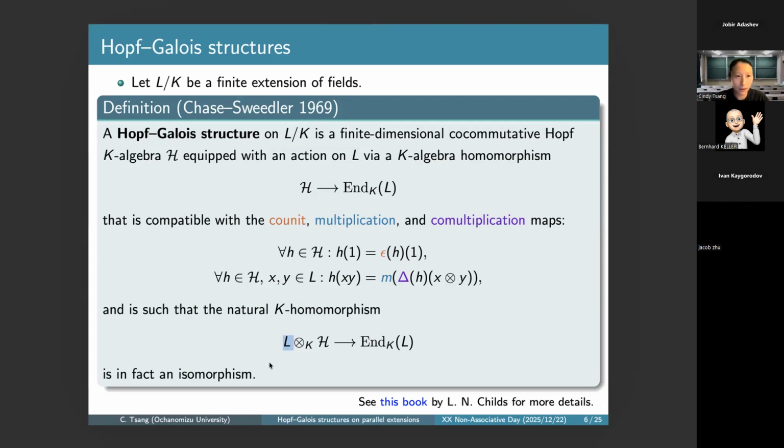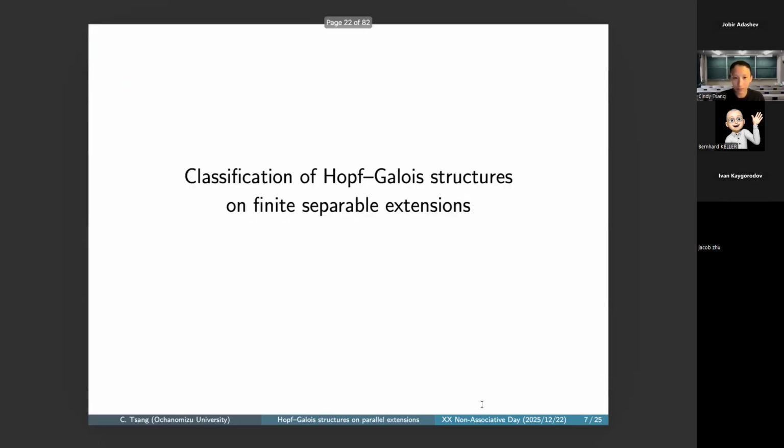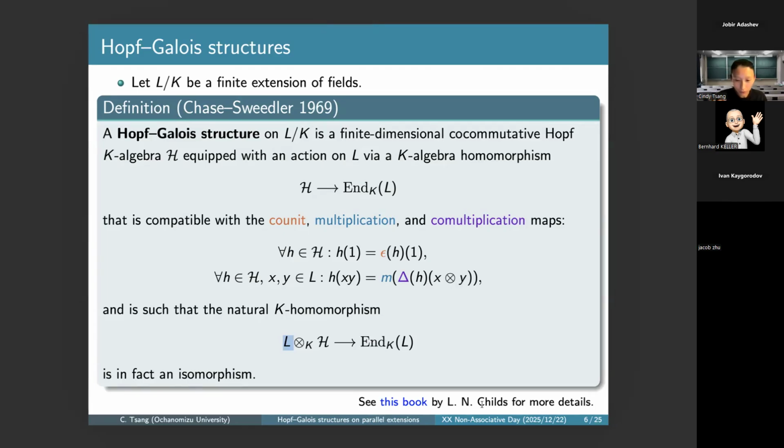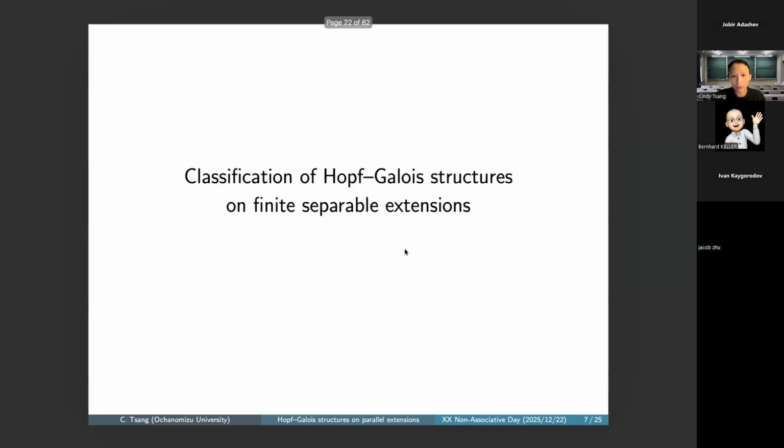So I'm actually not an expert in Hopf Galois structures. If anyone wants to know more about this, there's a book by Lindsay Childs that explains this in much more detail. From what I've read in some papers and textbooks, the original motivation when they introduced Hopf Galois structures was to study inseparable extensions. But then it turns out that you don't get enough information. You don't really get much out of this approach. But nevertheless, the definition applies to any finite extension of fields. So it applies to separable extensions as well, even though the original motivation was to study inseparable extensions.